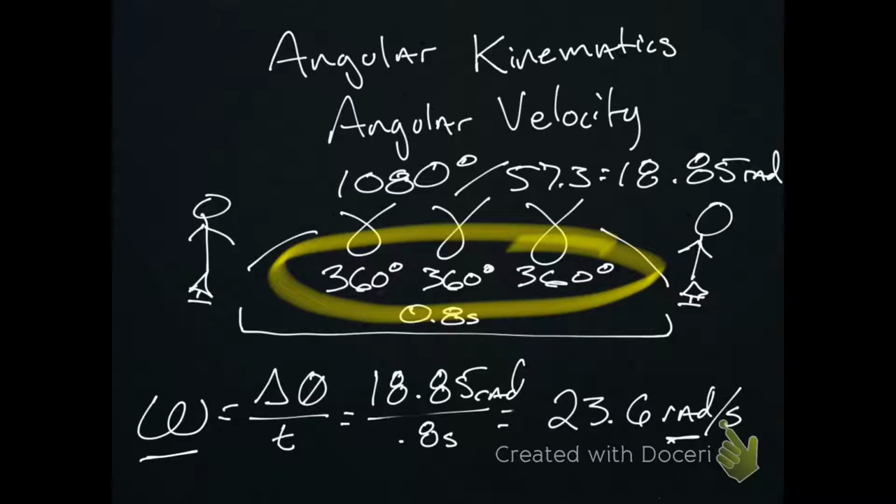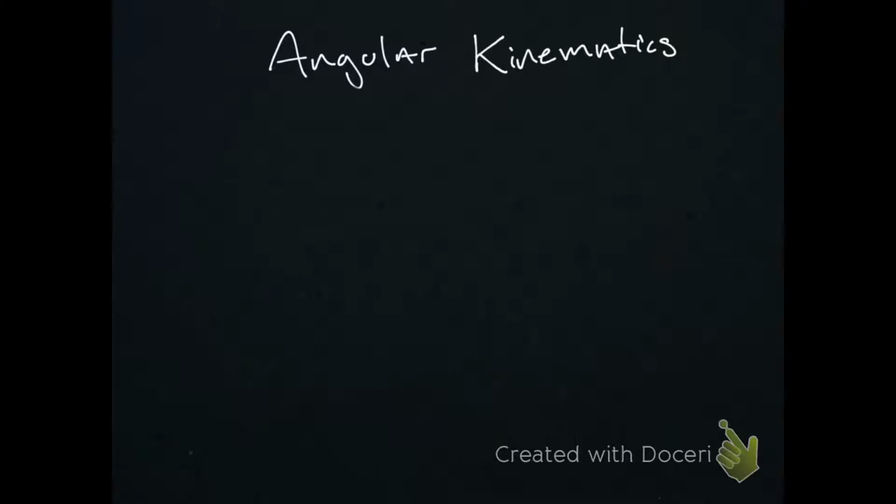And so we'll see examples of that in a minute. Let's go ahead and jump to another question. All right, for this one, let's look at angular acceleration. And what we're going to imagine here is a discus thrower.